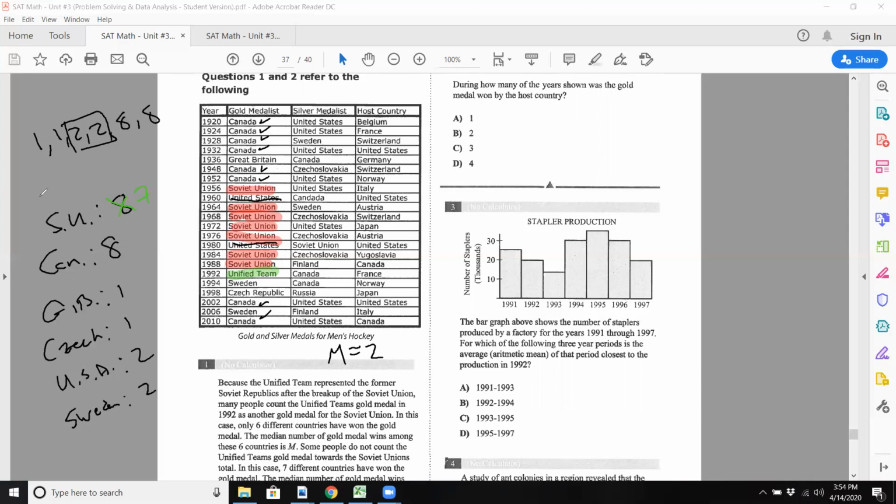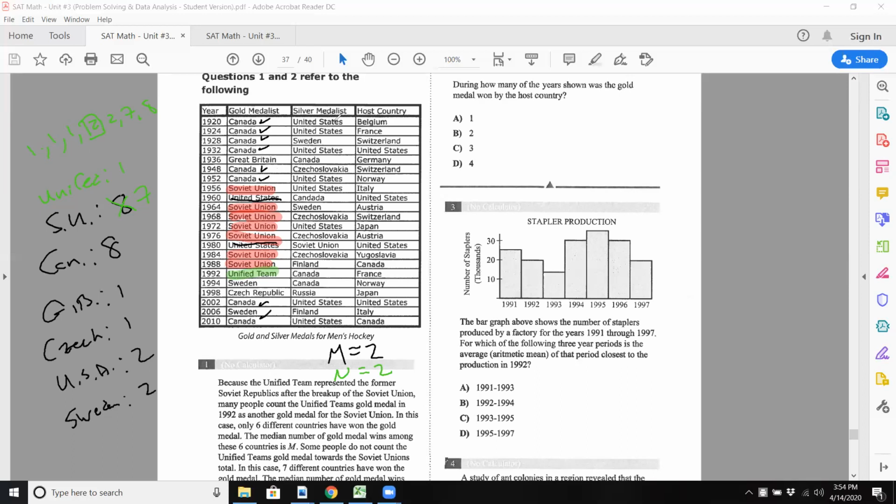That'd be 7 now. And unified team would be 1. So now if I rank this, that's 1, 1, 1, and then 2, 2, 7, 8. Your median is going to be still 2. So again, it's not hard, just a little bit labor intensive.